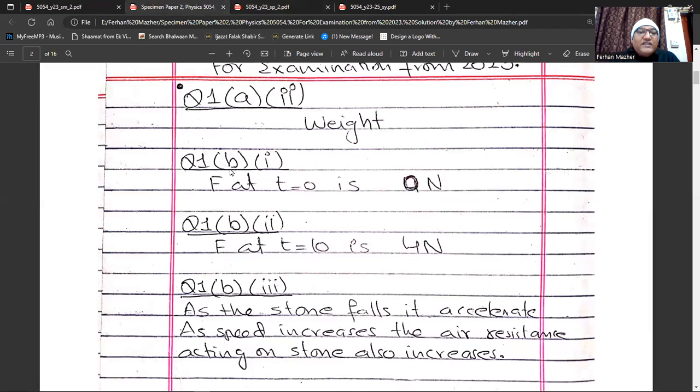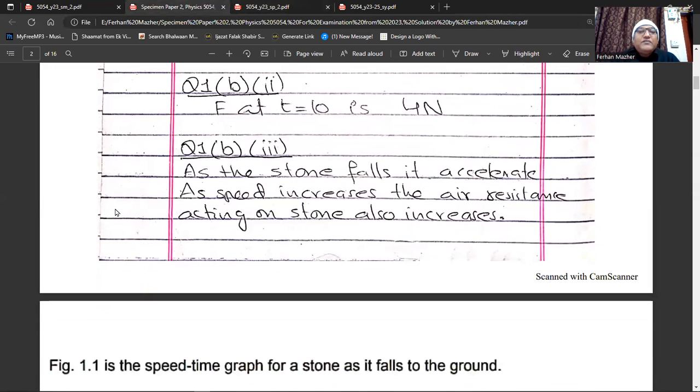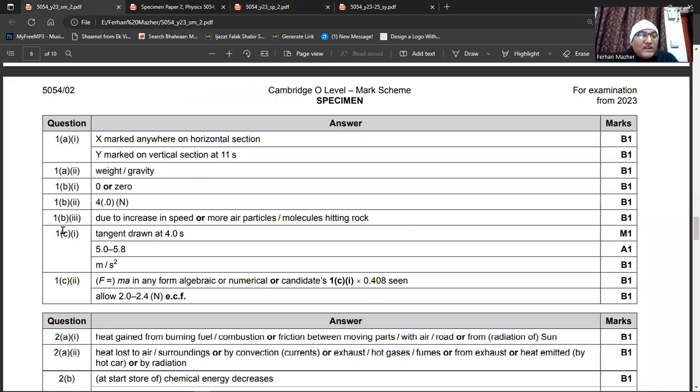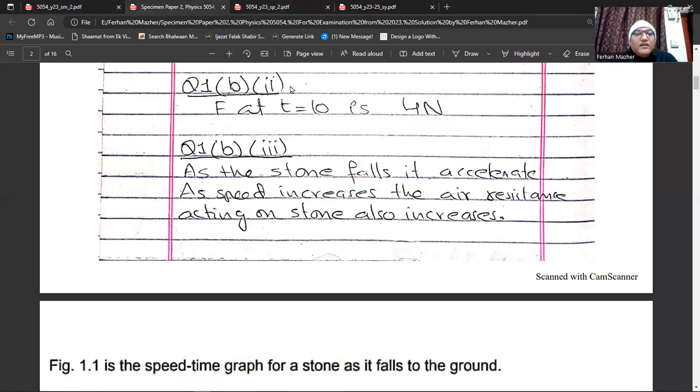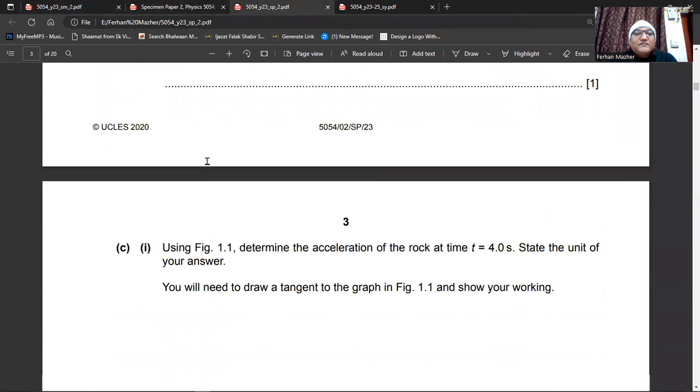So let me show you my written answer, then we will check from the marking scheme. As the stone falls, it accelerates. As speed increases, the air resistance acting on the stone also increases. So this is my answer. So let's have a look at the marking scheme. It says due to increase in the speed or more air particles, molecules hitting the rock. Okay. So our answer is right.